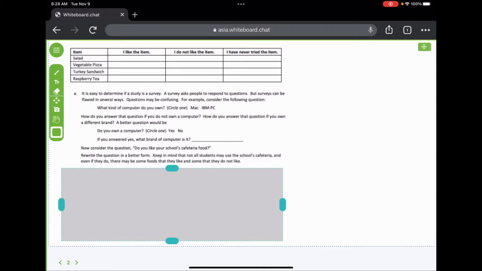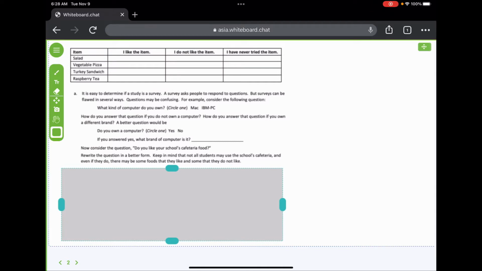And it says it is easy to determine if a study is a survey. A survey asks people to respond to questions, but surveys can be flawed in several ways. Questions may be confusing. For example, consider the following question. What kind of computer do you own? Circle one, a Mac or IBM PC. How do you answer that question if you do not own a computer? How do you answer that question if you own a different brand?